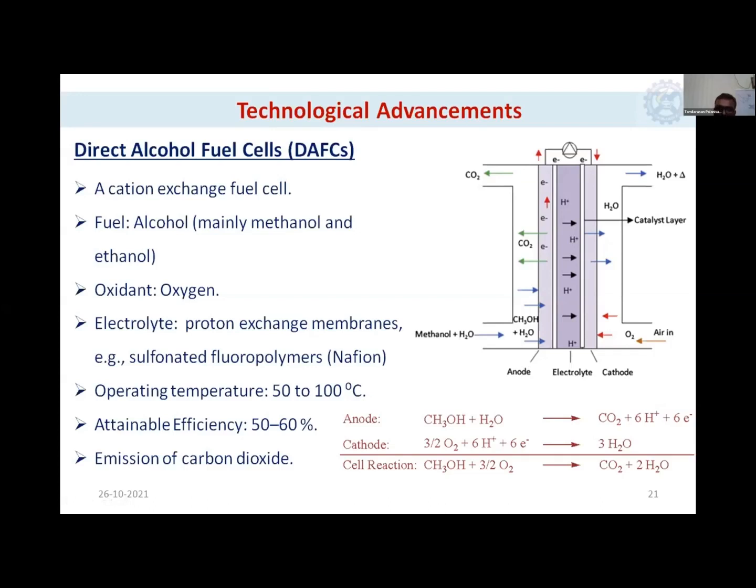Okay? And these cells are operating at a similar temperature, like 50 to 100 degrees Celsius, and you can attain efficiency. I think I'm wrong here. It would be 40 to 50. It's less than 50% efficiency, and of course it is emitting carbon dioxide.